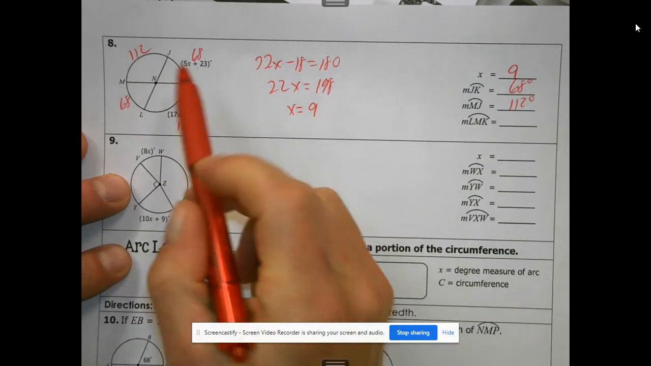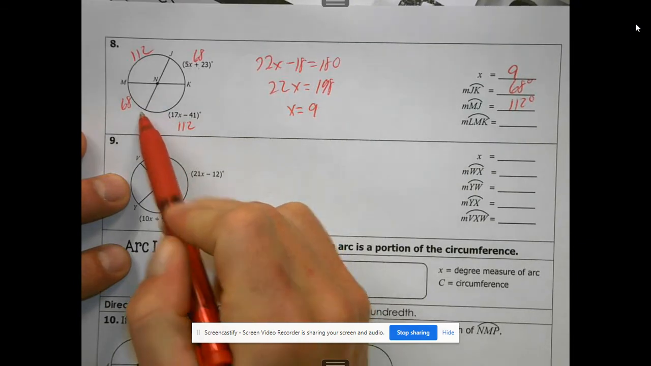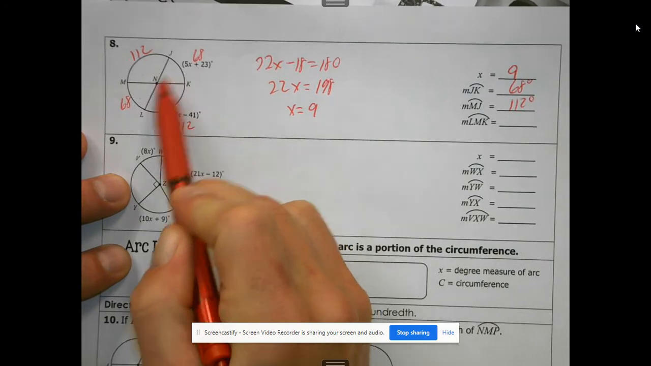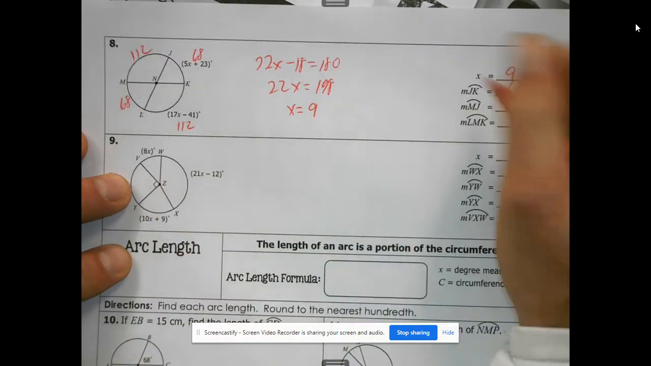Measure of arc L, where's L? L to M, all the way over to K. So these three pieces right here, right? L to M to K, 248.